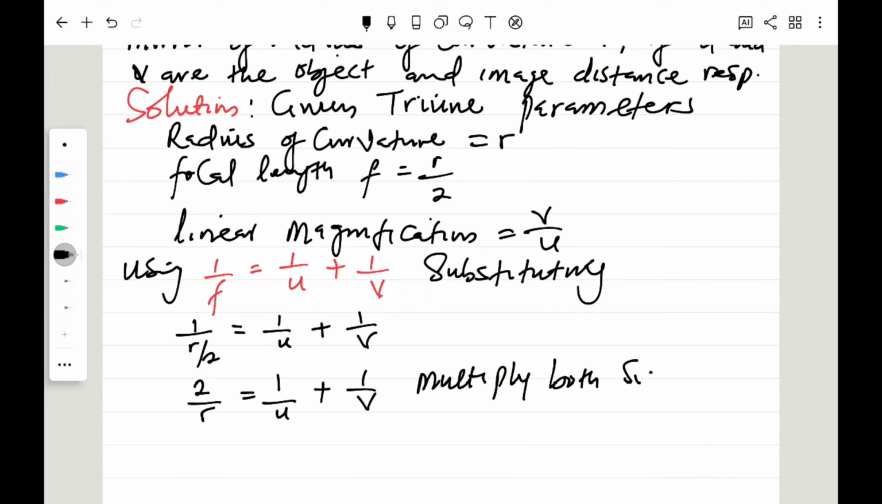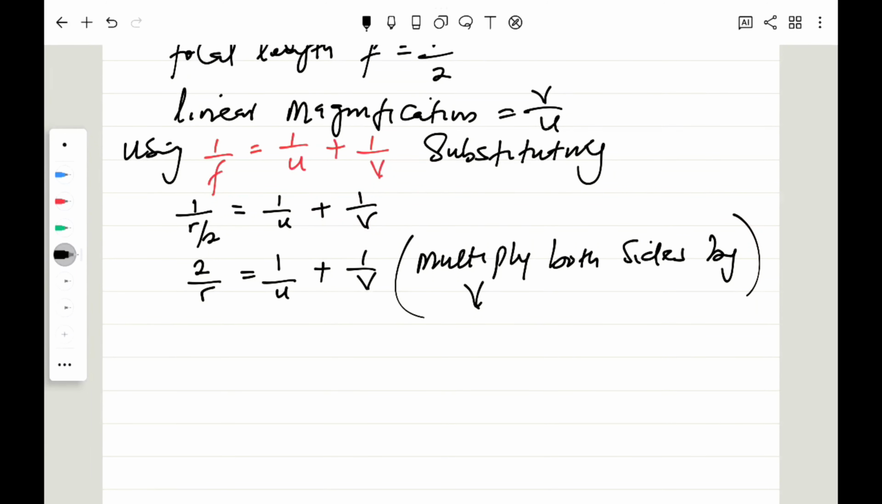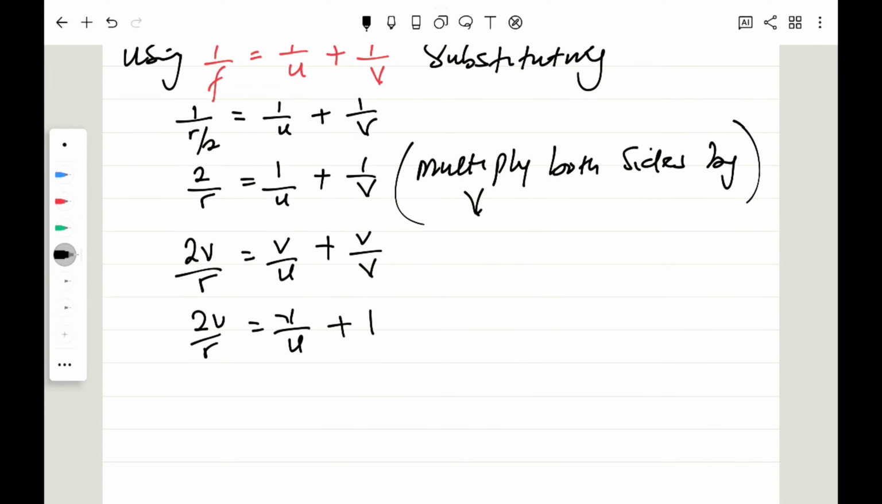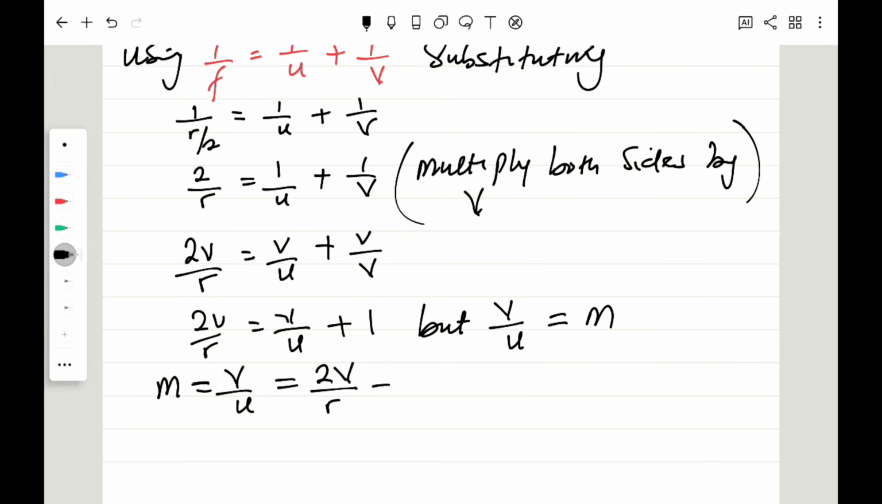Multiply through both sides by v. Is that clear? We're going to multiply through by v. So 2v over r is equal to v over u plus v over v, so that 2v over r is equal to v over u plus 1. So recall that v over u is equal to m. So by substitution, m is equal to v over u and is equal to 2v over r minus 1. This gives us our final answer.